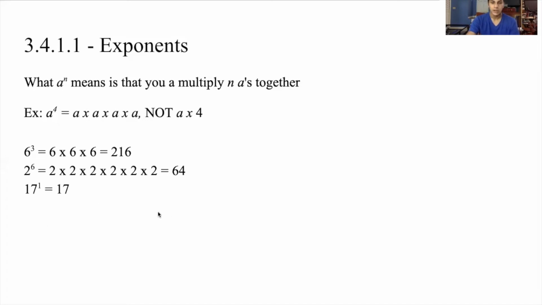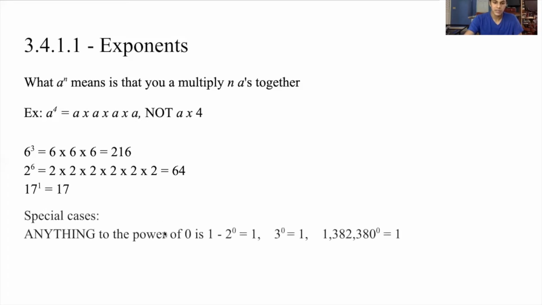All right. There are also a few special cases when it comes to exponents. When n is 1 and above, and it's a whole number, it's really easy to figure out what it means. But there are some special cases, like when n might be 0, that you need to know. If anything is to the power of 0, then it's always going to be equal to 1. As examples, I have 2 to the power of 0, which is 1, 3 to the power of 0, which is 1, and 1,382,380 to the power of 0, which is also 1.